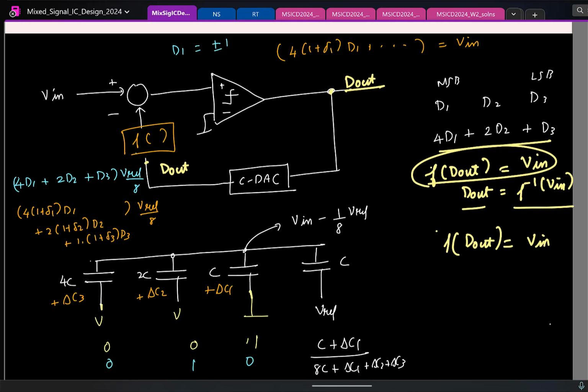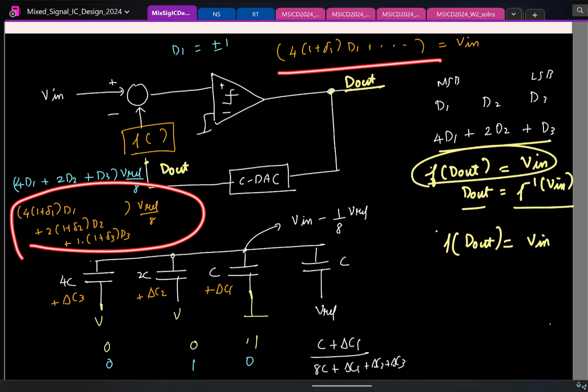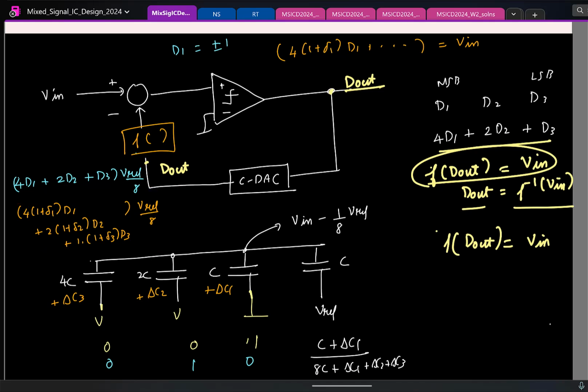The negative feedback loop is trying to keep f of d out equal to Vn, and f of d out is essentially this thing. So to correct for the nonlinearity, if I have the bits as d1, d2, d3, how should I combine them to get the final output? Normally, how did you recombine the output? 4d1 plus 2d2 plus d3, and you saw that that is not equal to Vn, that is some nonlinear function of Vn. So how should you combine d1, d2, d3 so that it is exactly equal to Vn?